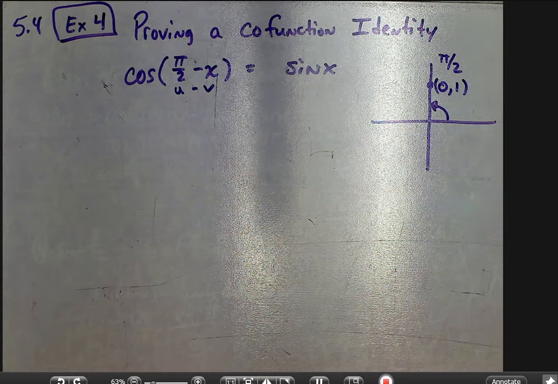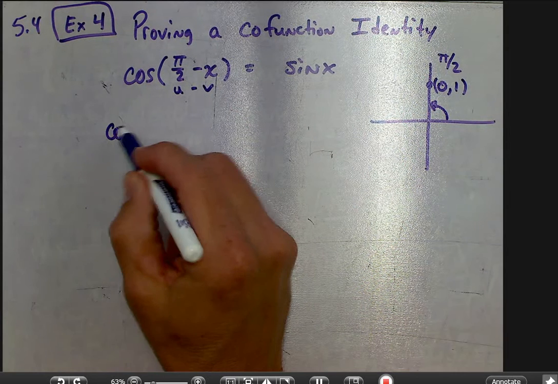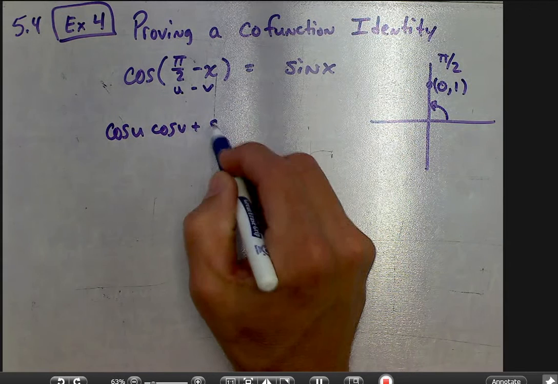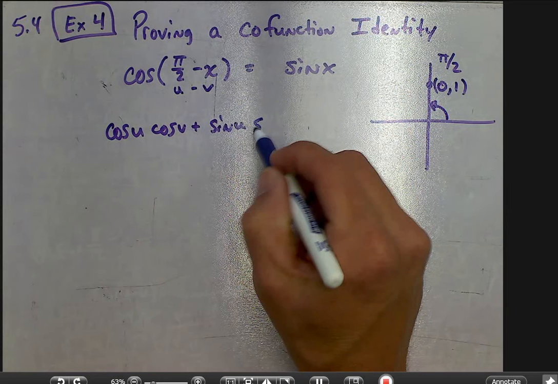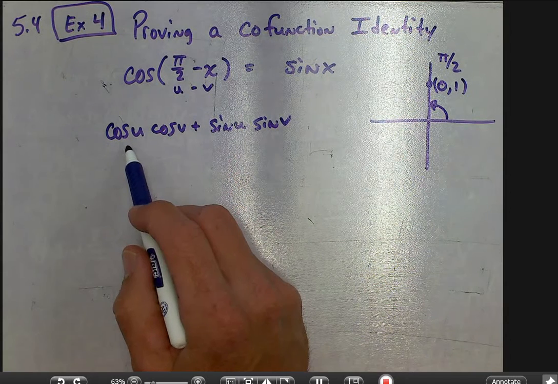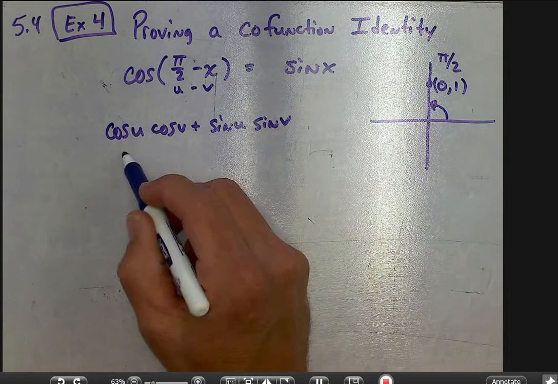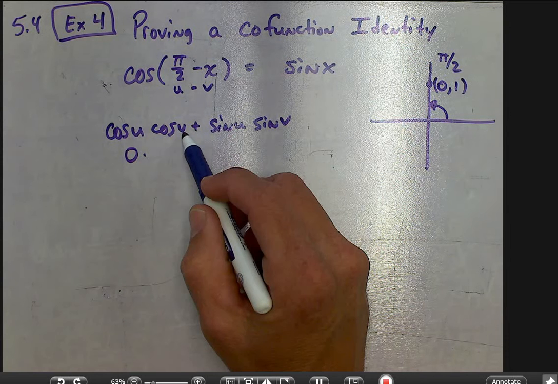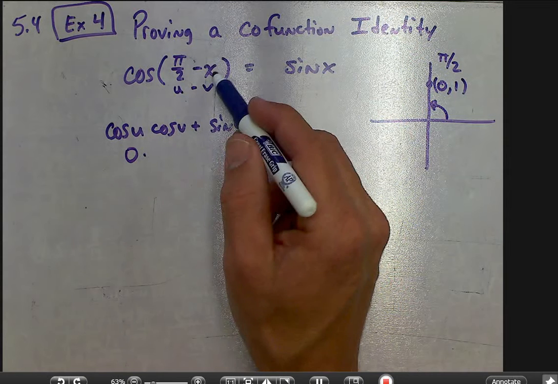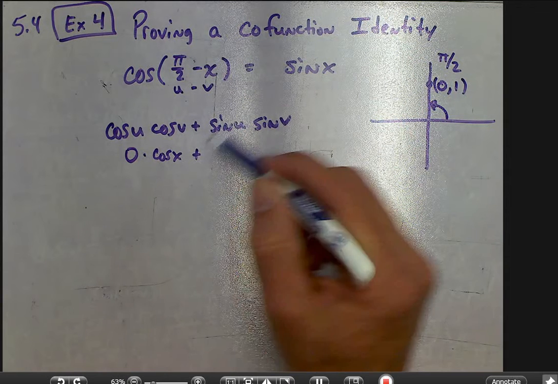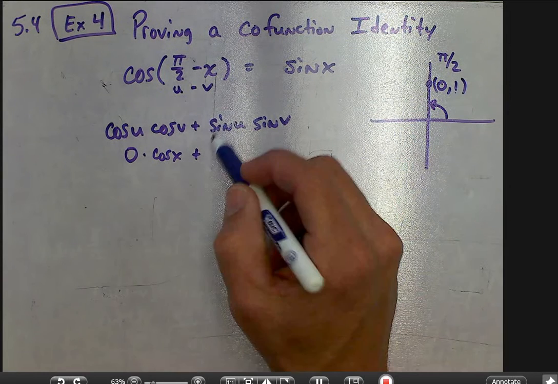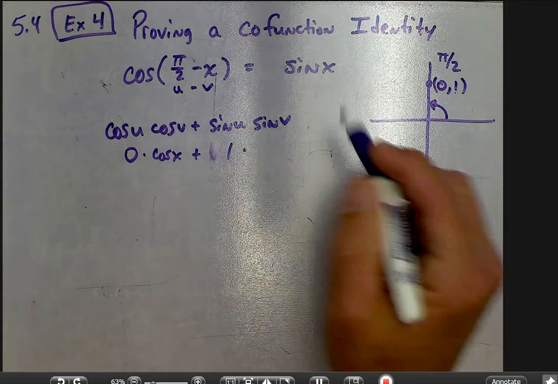Well, the cosine of u minus v is the cosine of u cosine v plus sine u sine v, like that. The cosine of u, cosine being x, is 0. So 0. The cosine of v, v is x, so the cosine of x, plus the sine of u. Well, u is pi over 2, sine is y, so the sine is 1. And v again is x, so sine x.